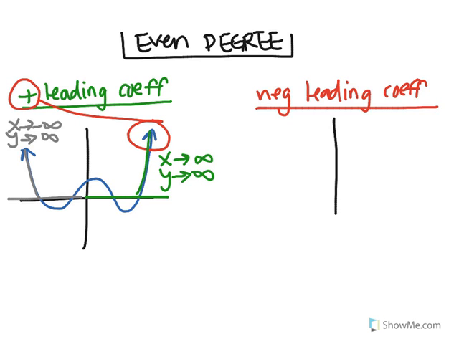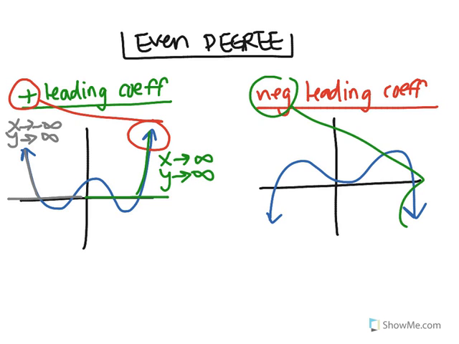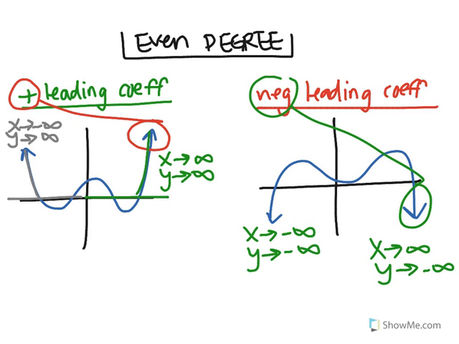If I have a negative leading coefficient and I still have an even powered graph, this time my graph will end up opening downward. So looking on the right hand side, if I have a negative leading coefficient, it ends up going negative on the right hand side. So as x approaches infinity, my y values would actually go to negative infinity. As x approaches negative infinity over here, my y values also approach negative infinity because they're going downward.